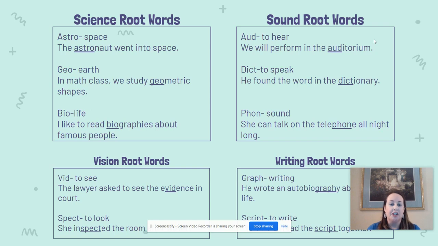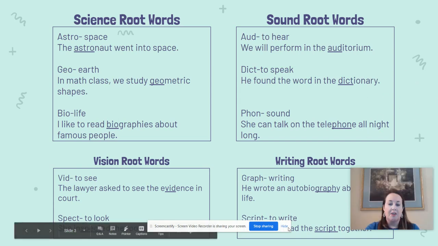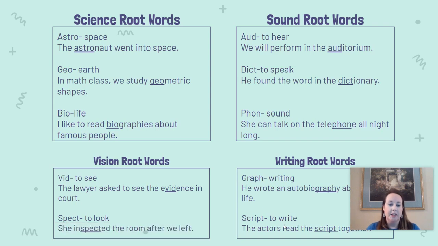And then you have your vision root words. So you have vid and spect. Okay, so vid means to see. So you can think about some words that use that root vid. For example, the lawyer asked to see the evidence in court. And then you have spect, which means to look. She inspected the room after we left.